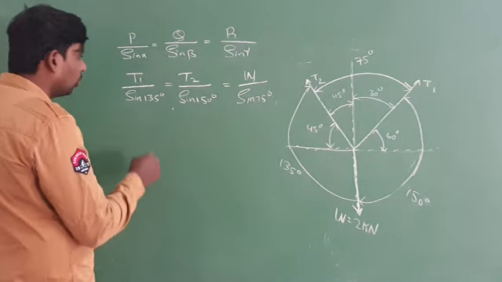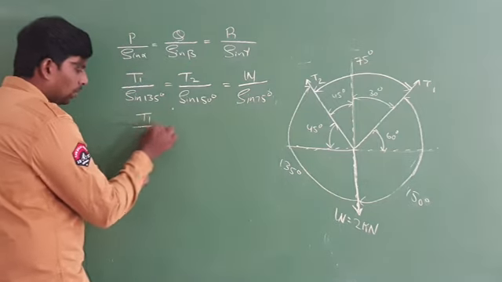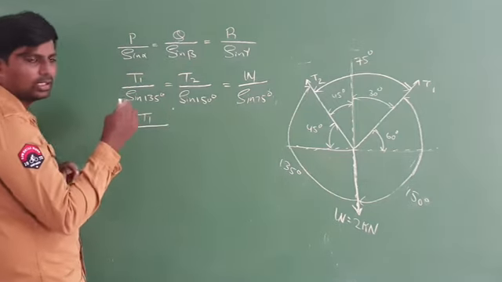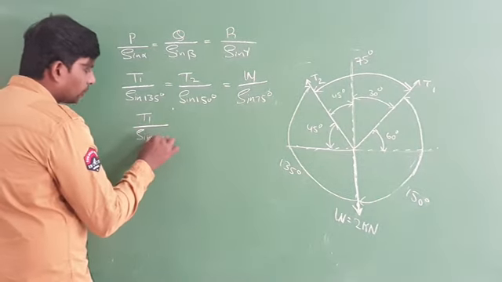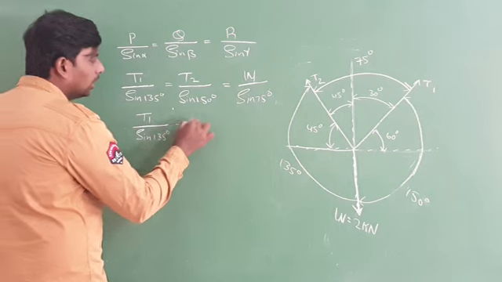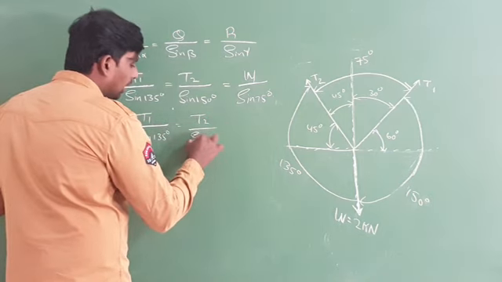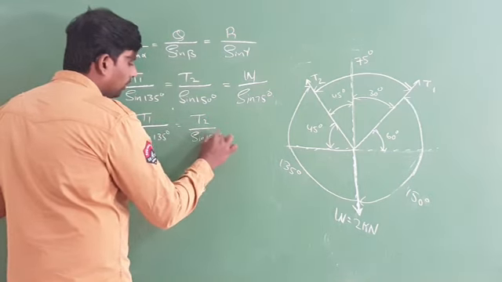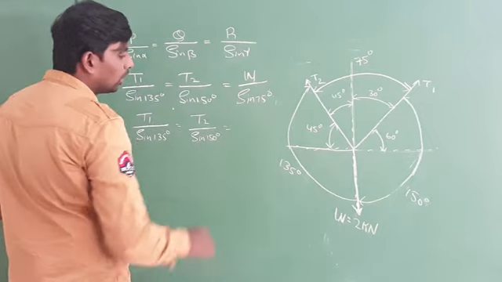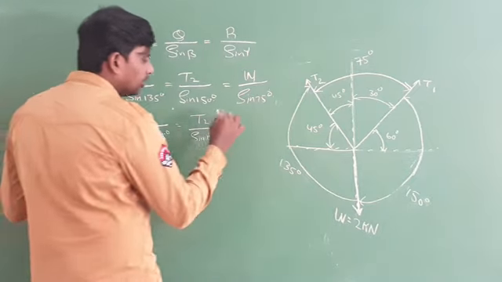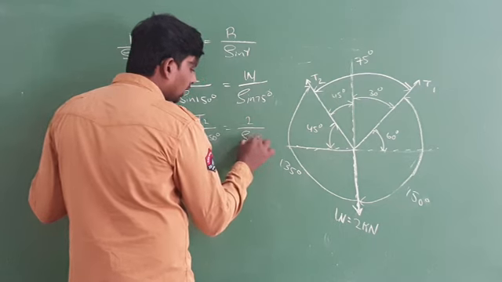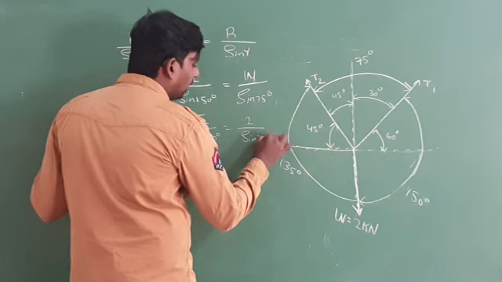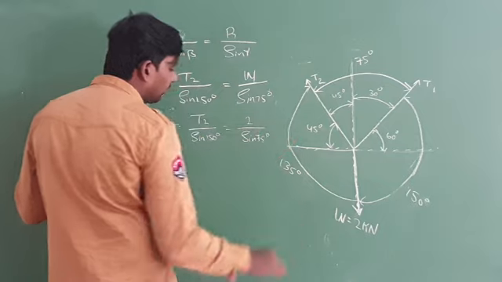After that, what you have to do: T1 you don't know, that one only you have to find out. I name it tension 1, so sine 135 degree. Then T2 also you don't know, like that only you write, sine 150 degree. You know the W value is how much? 2 is given, let it be 2 only. The answer you can write in kilonewton, that is sine 75 degree.